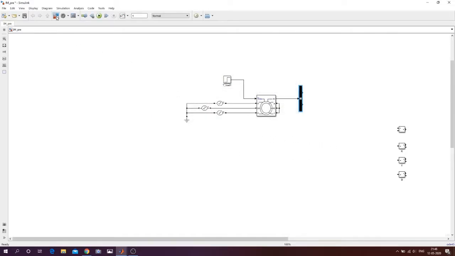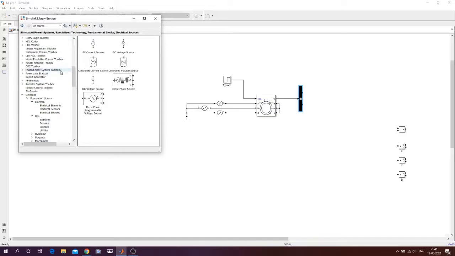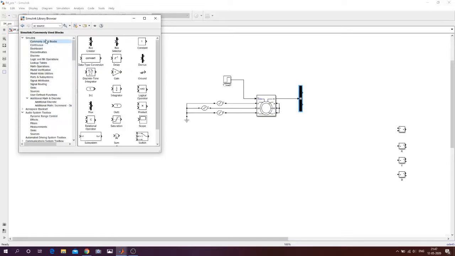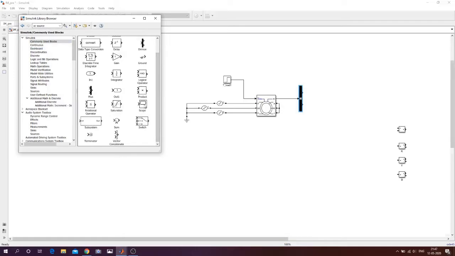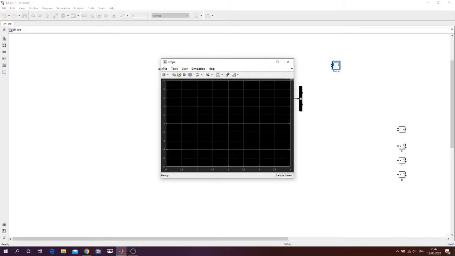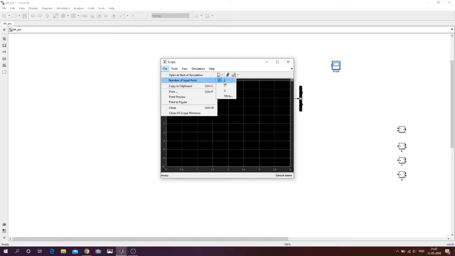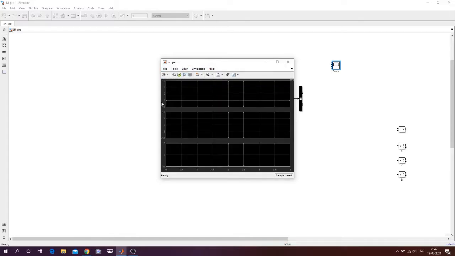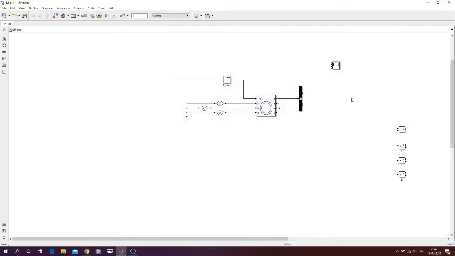Okay, so I will take a scope from here. Scope, and I will be making two to three inputs and the layout 3. Okay.